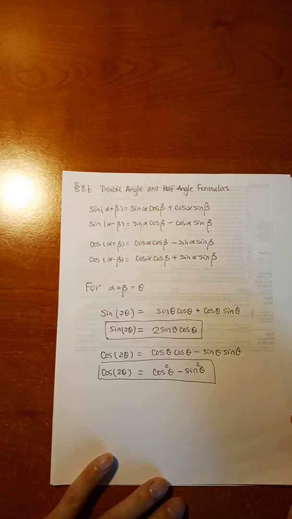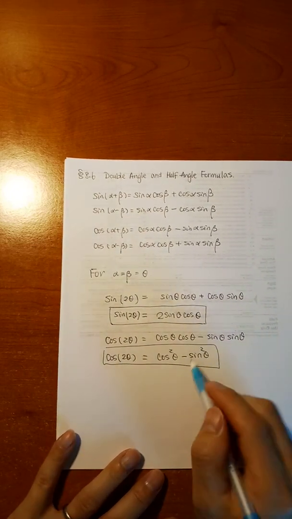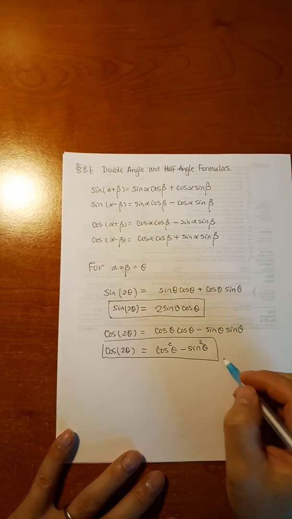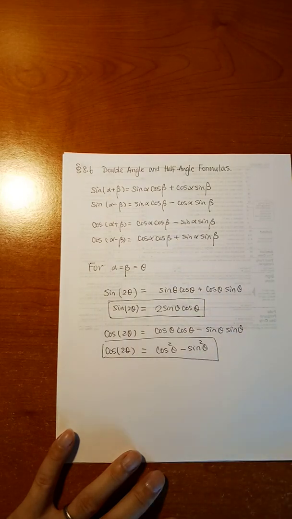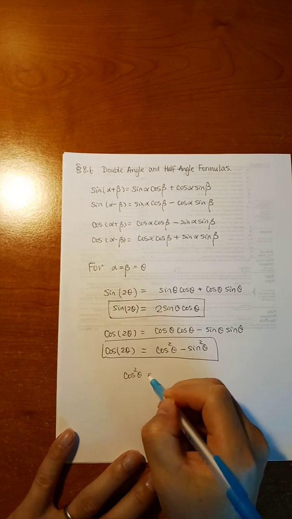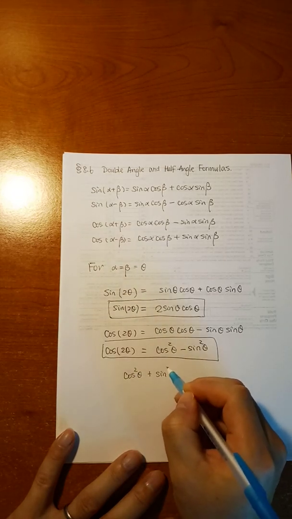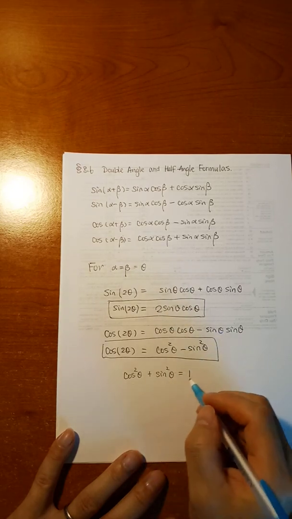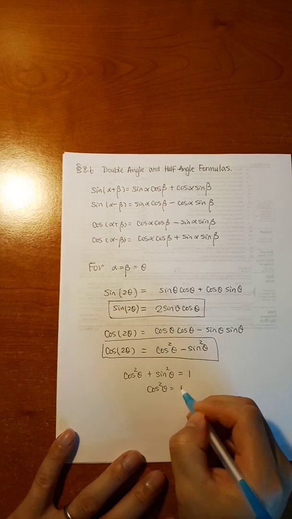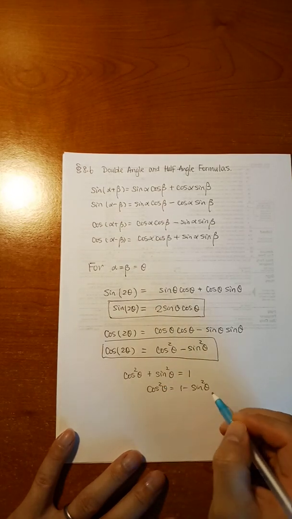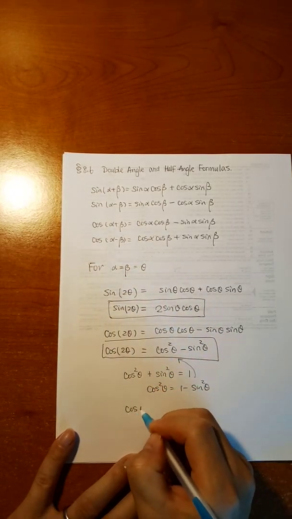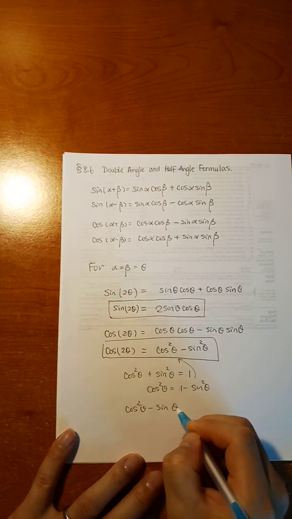Alright? Note that this is not equal to 1. The sum is equal to 1; the difference is not 1. So be careful. We know that cosine squared plus sine squared is equal to 1. We move sine squared to the right side and get cosine squared is equal to 1 minus sine squared theta. Plug in here, and we get cosine theta squared minus sine theta squared.